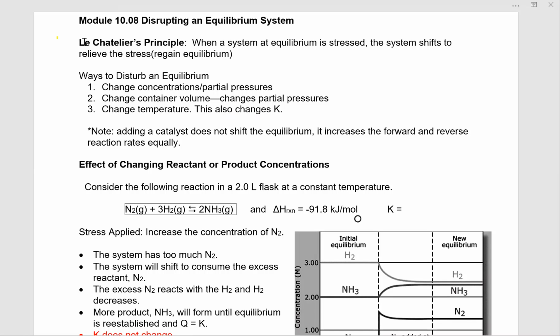Today, we're going to look at three ways to disturb an equilibrium. First, changing the concentration of the reactants or products. Second, changing the container volume. This applies to gaseous reactants or products. And third, changing temperature. This is the only change that we can make that also changes the value of K. Otherwise, the equilibrium constant remains the same. So let's go ahead and write in there, K remains constant. Note, adding a catalyst does not shift the equilibrium. It increases the forward and reverse reaction rates equally.